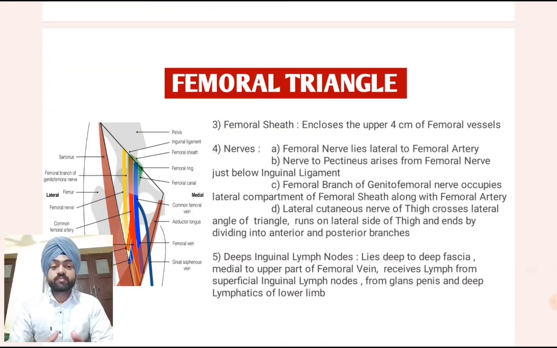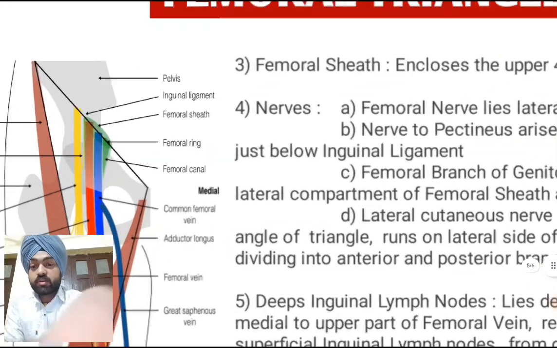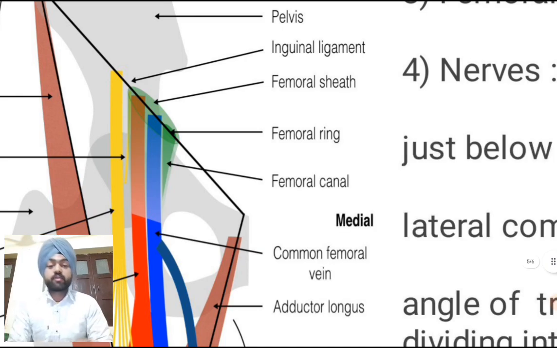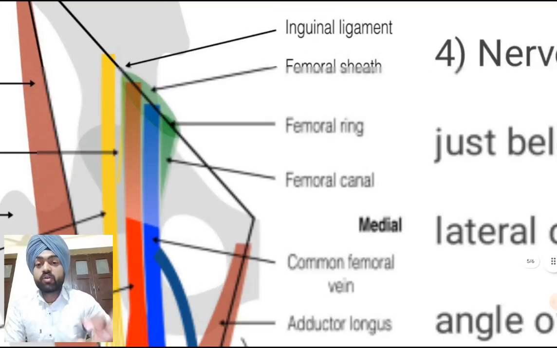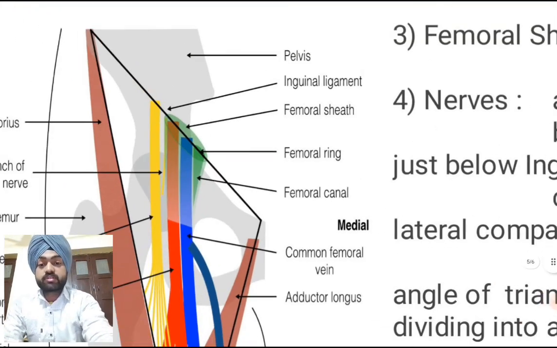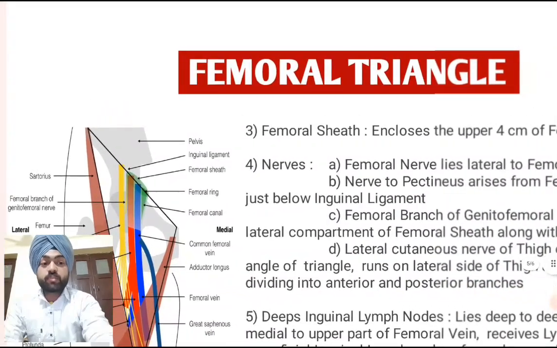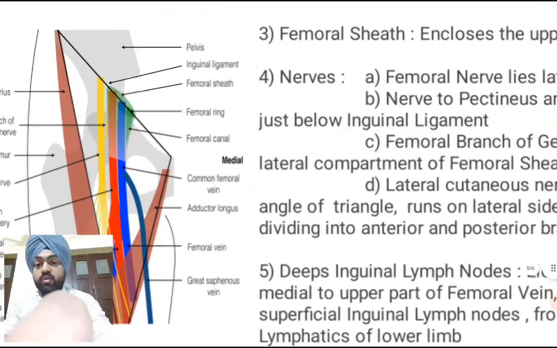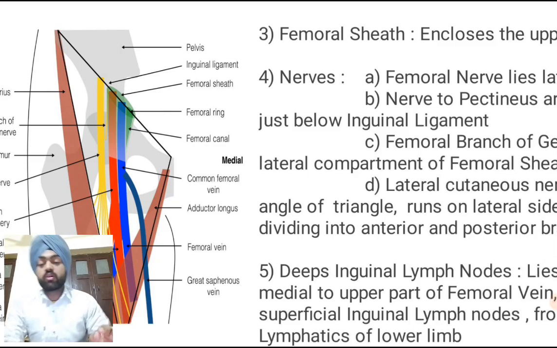The femoral sheath encloses the upper 4 cm of the femoral vessels. As you can see here in the diagram, the femoral sheath, yes, this one, encloses the upper 4 centimeters of the femoral vessels. These are the femoral vessels, and it encloses them.